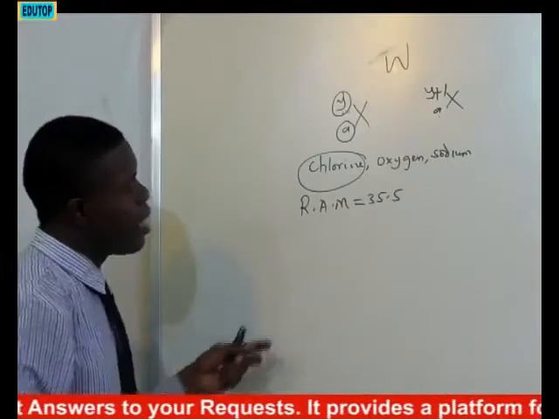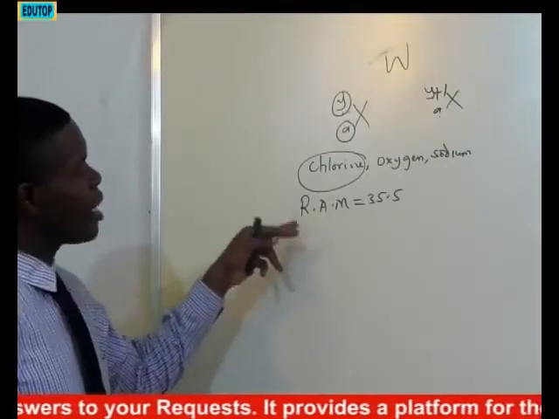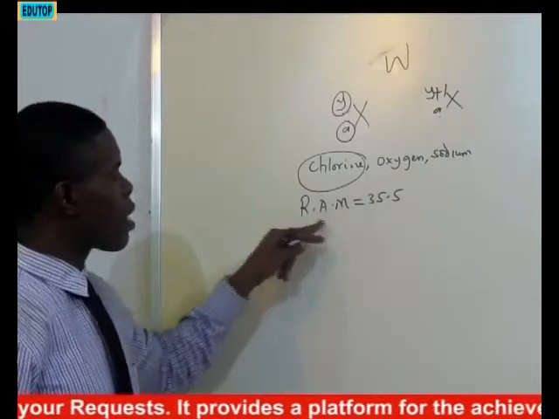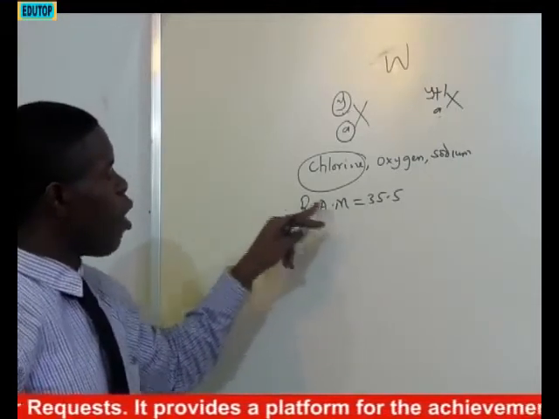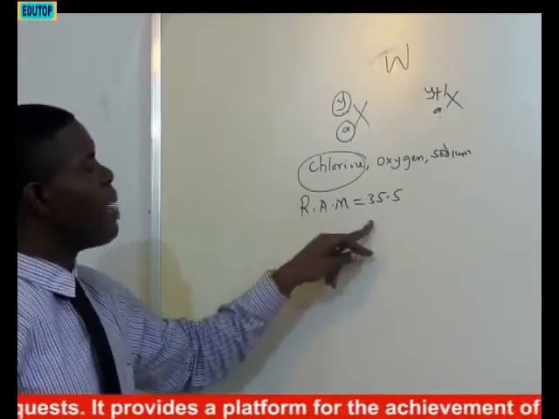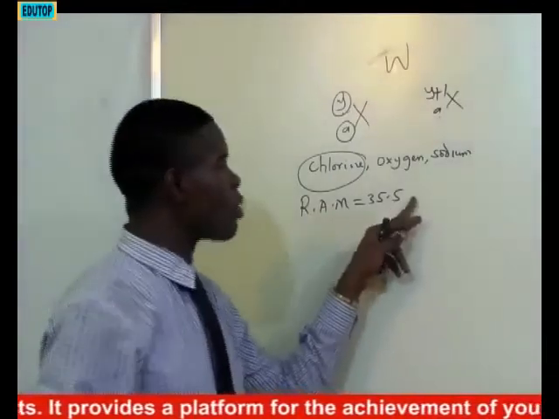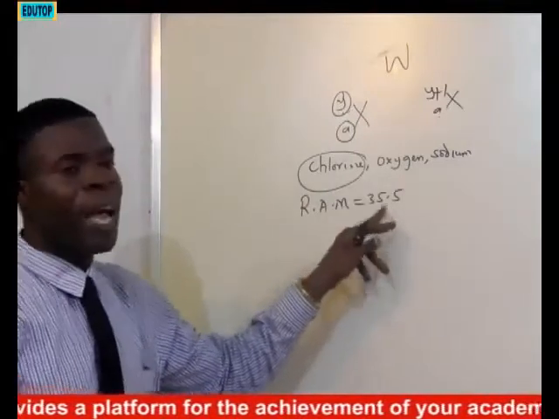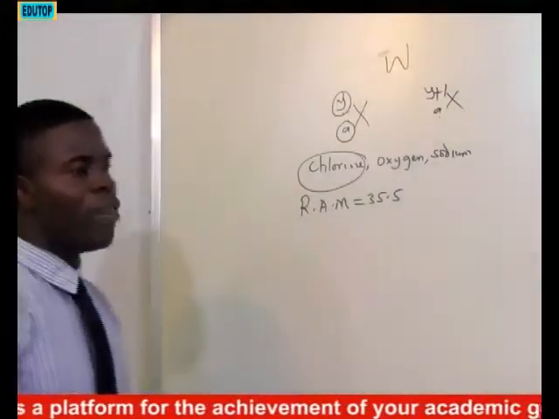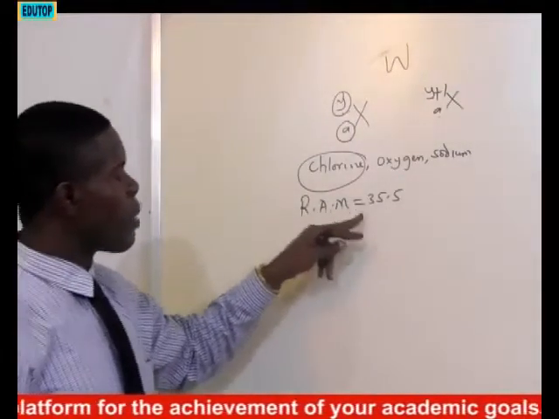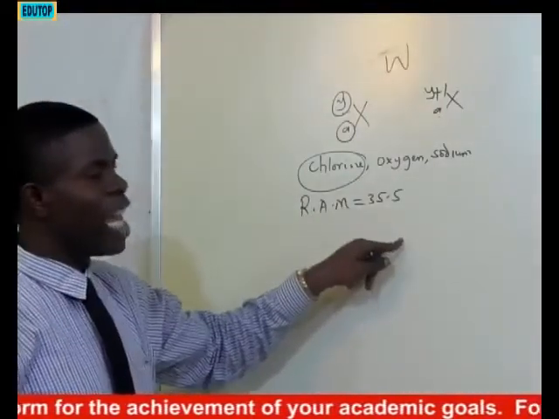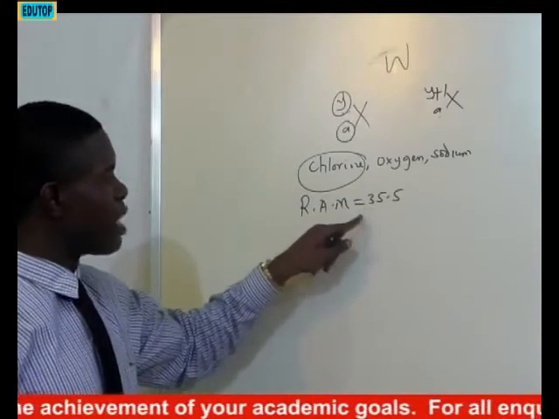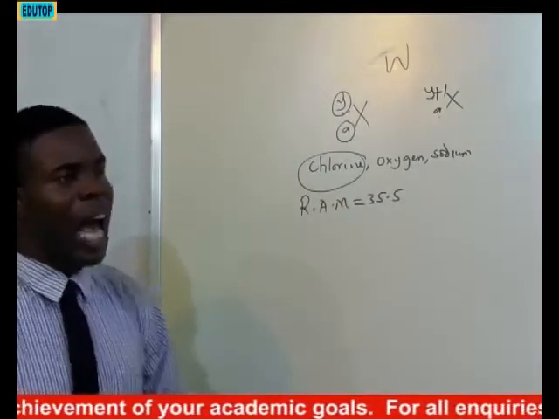That is why the relative atomic masses of elements are not whole numbers, simply because they exhibit isotopy. That is why you can never have them as a whole number. If you are given the relative atomic mass of a particular element, it will always be to decimal, because they can never be whole numbers, simply because they exhibit isotopy.